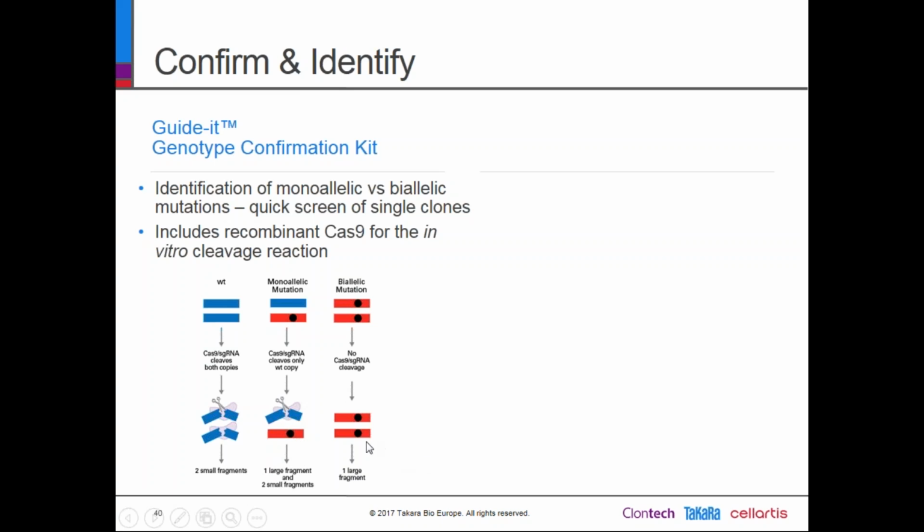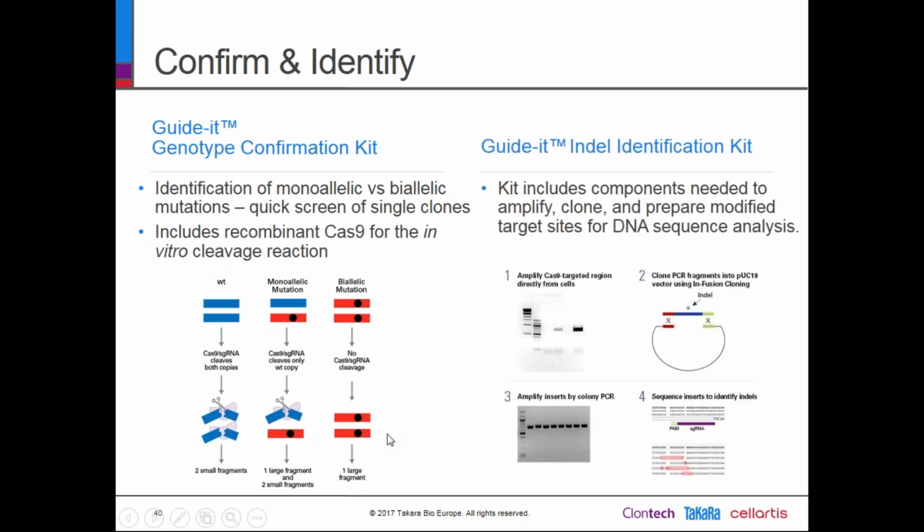And if your clone carries a biallelic mutation, those are most often the most interesting ones, you should not get any cleavage, and this can be easily analyzed on an agarose gel. And then you can decide, for example, just to sequence all biallelic clones. You can already do a quick screen on all your clones and then sequence the biallelic ones. And for example, here we also have a tool just to amplify clone and prepare these target sites for DNA sequence analysis, and this tool is called the Indel Identification Kit.